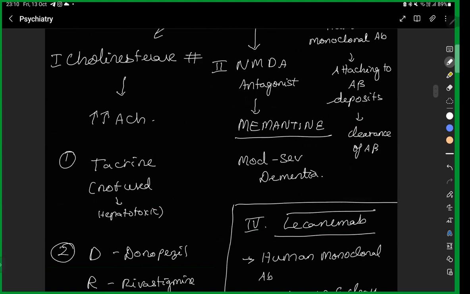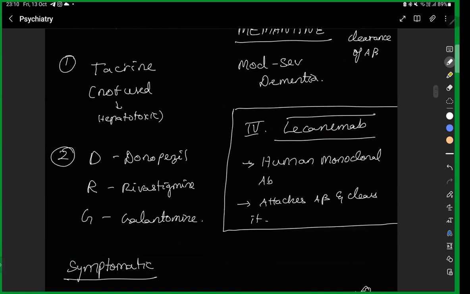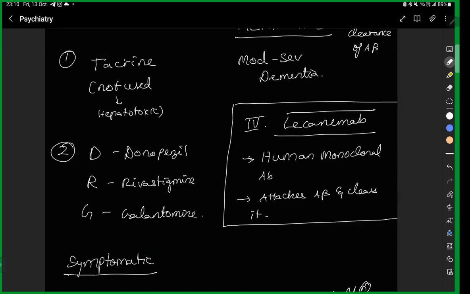So what are the different types of cholinesterase inhibitors? You have tacrine, which is not commonly used because of hepatotoxicity. Then you have DRG: donepezil, rivastigmine, galantamine.